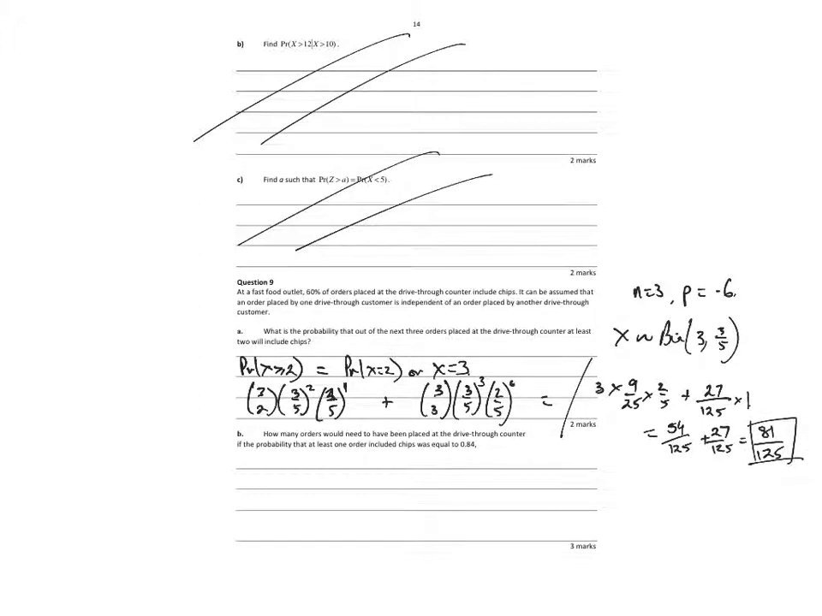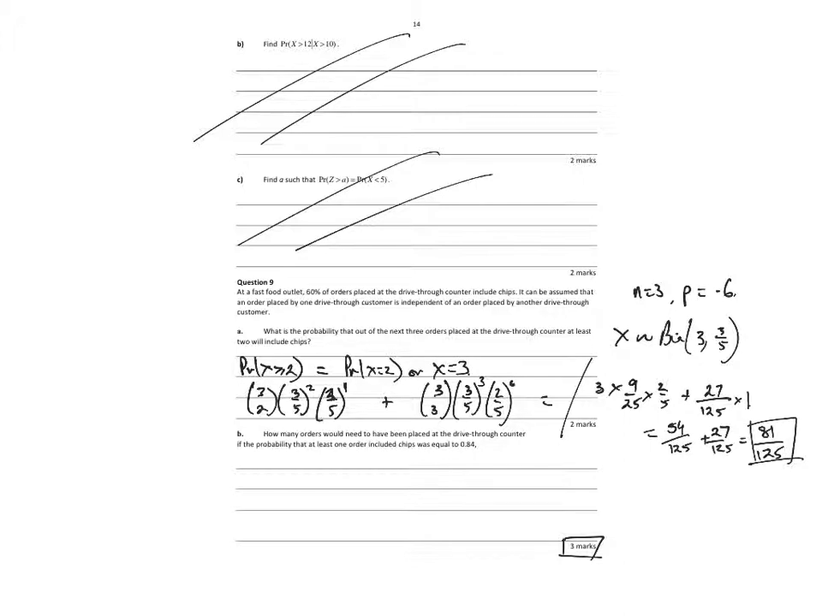Okay. How many orders would need to have been placed at the drive-through counter if the probability that at least one order included was equal to 0.84? So this becomes a calculator one, doesn't it? So we've got our calculator. For 3 marks, I can't just go to a calculator and put an answer. So let's just see how well we can do here without a CAS.